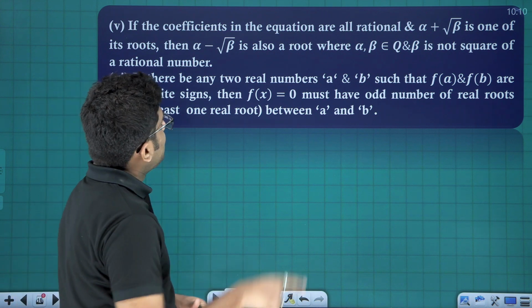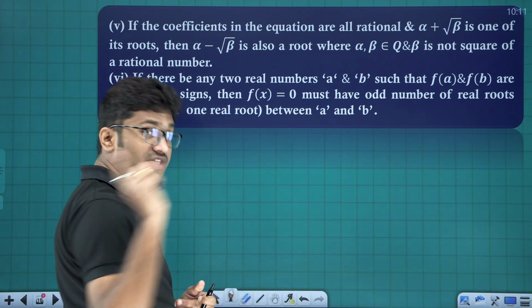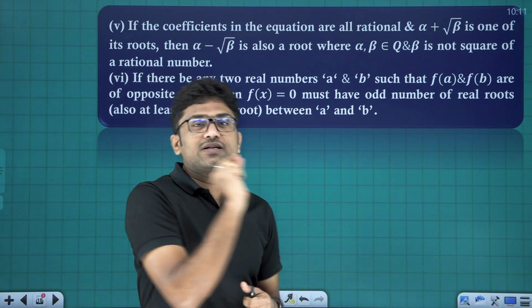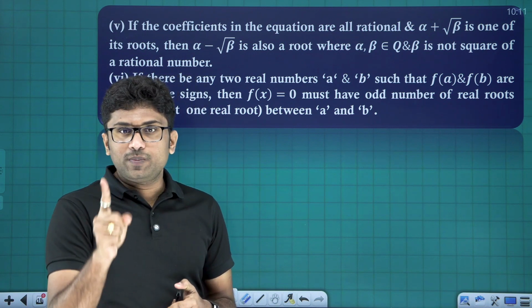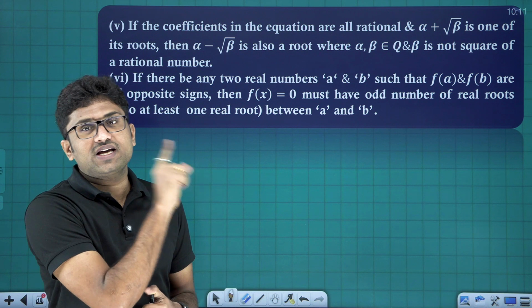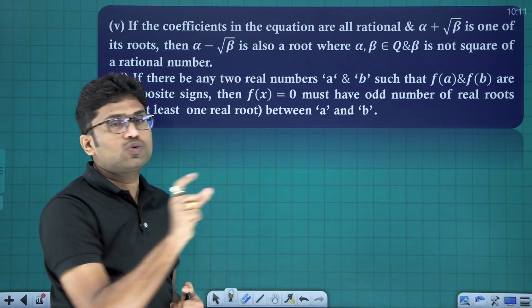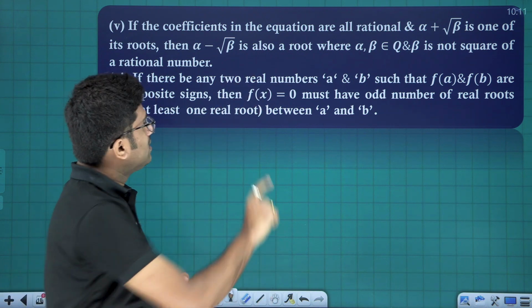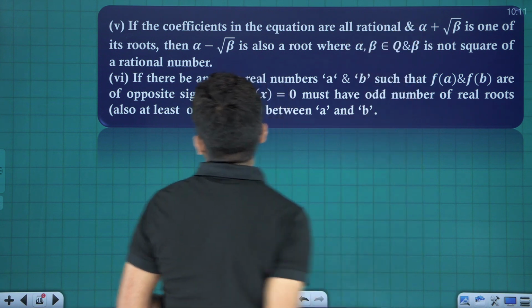If the coefficients in the equation are all rational and one root is alpha plus root beta, the other root will be alpha minus root beta. Again, if all the coefficients are rational, then these irrational roots will also occur in pairs, that is, irrational roots will be occurring in pairs.